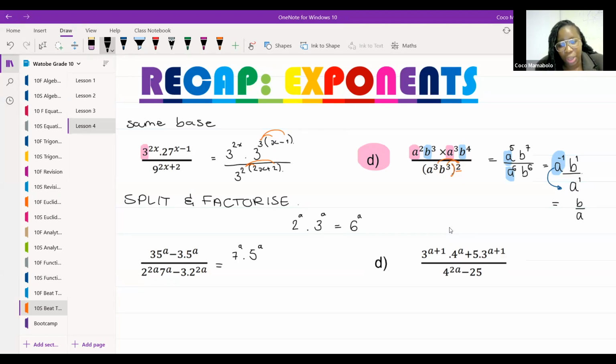The same with, if I have 10 to the power of A, I can take 10 to the power of A and split it as 5 to the power of A times 2 to the power of A. There's absolutely nothing wrong with that. It is sound mathematics. You can do this. That is why I'm then rewriting 35 to the power of A, splitting it as 7 to the power of A times 5 to the power of A.